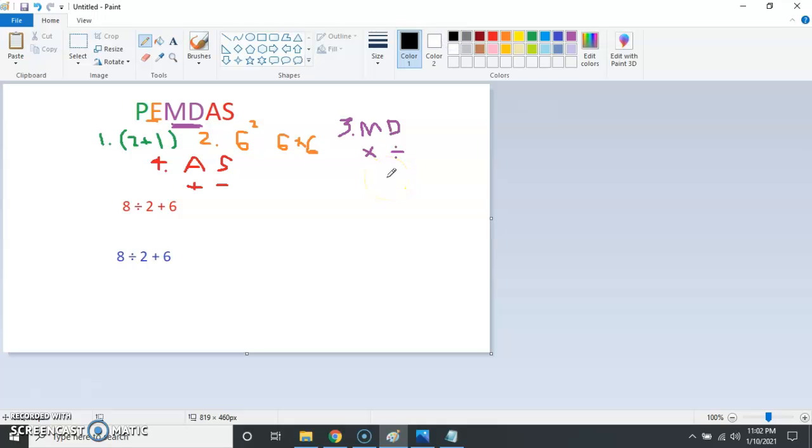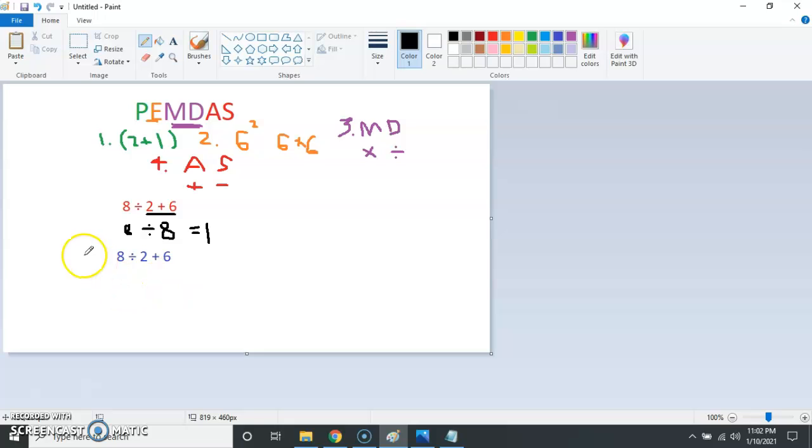Now I'm going to show you an example of why this is important. So I have the problem 8 divided by 2 plus 6. Now first we're going to do it the wrong way. We're going to do the addition first. So 2 plus 6 is 8. And now we have 8 divided by 8, which equals 1.